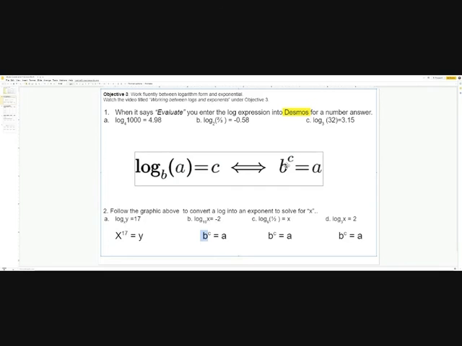So let's try this next one. What is the letter B in my log? Remember that letter B is whatever's down low. For us, that's that number 10. So I'm going to turn the B into 10. The letter C up high is whatever's on the right side of your equal sign. For us, that's a -2. And then lastly, our letter A is whatever's left. And for us, that's X. Okay, so we figured that out.